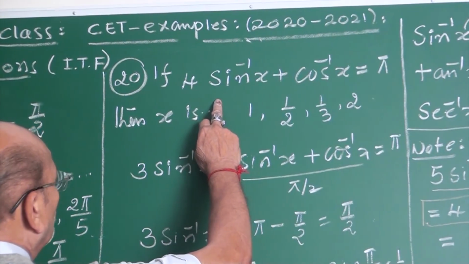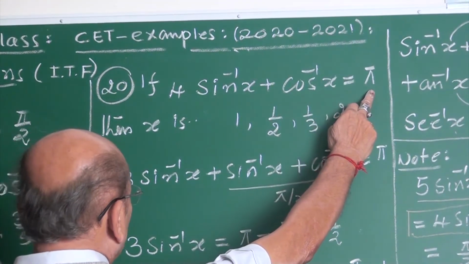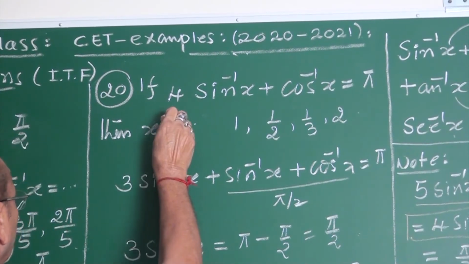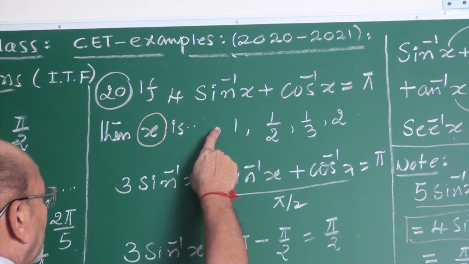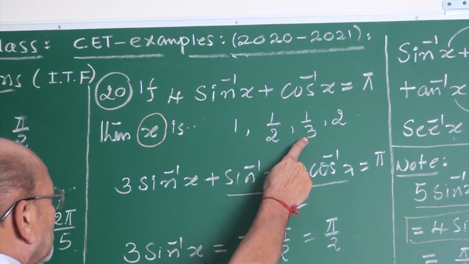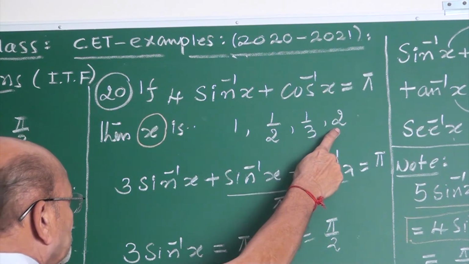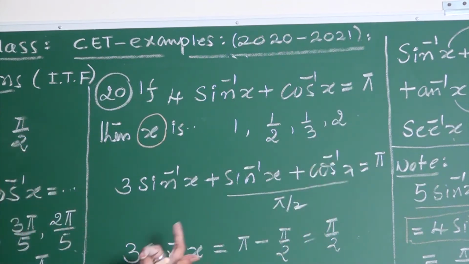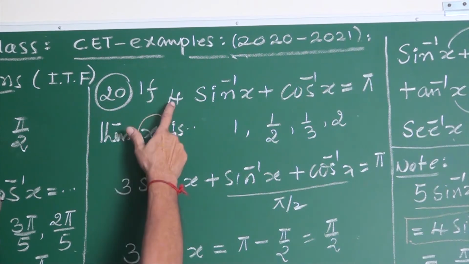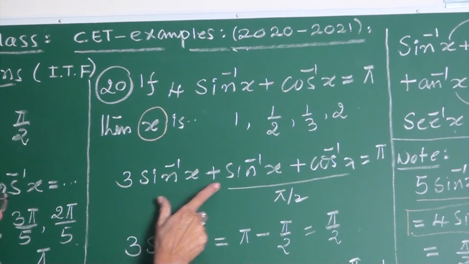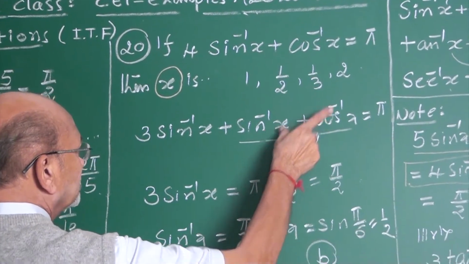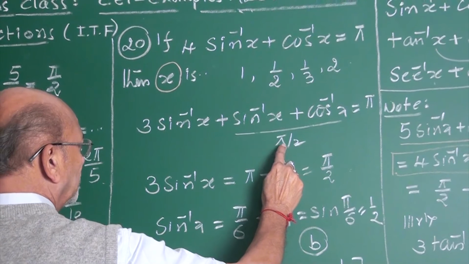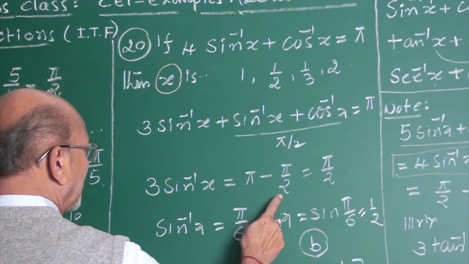If 4 sin inverse x plus cos inverse x is pi, then the value of x is dash. These are the options: A 1, B 1 by 2, C 1 by 3, option D is 2. Once again, directly you can write this step. Otherwise, this 4 can be written as 3 plus 1. Sin inverse x plus cos inverse x is pi by 2.